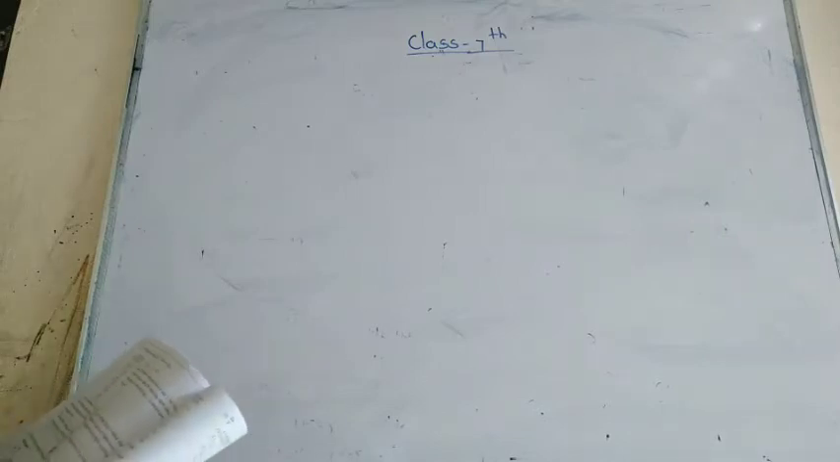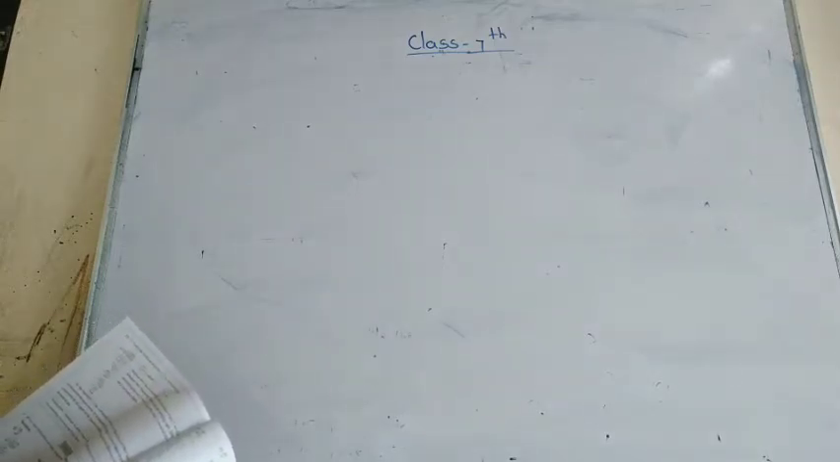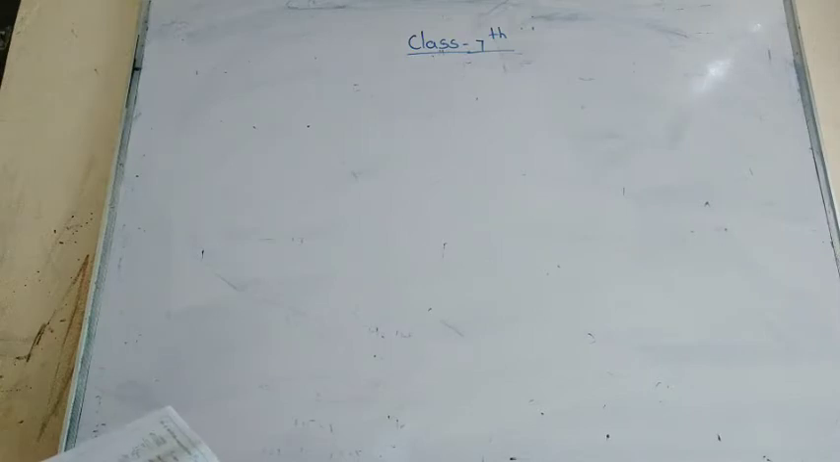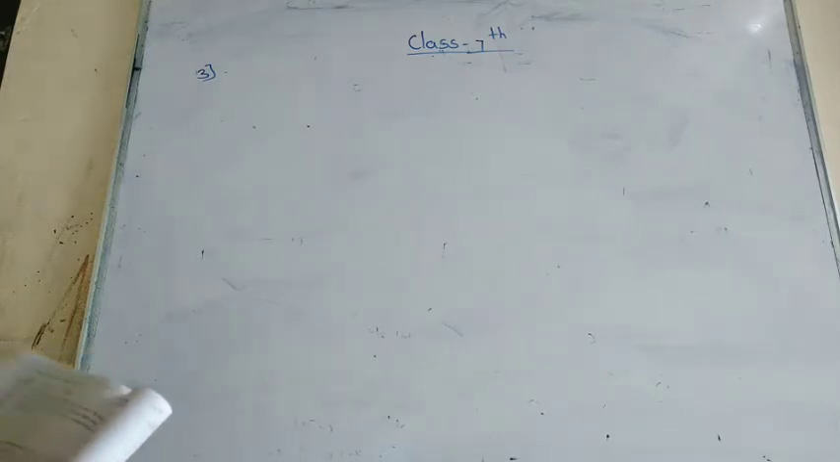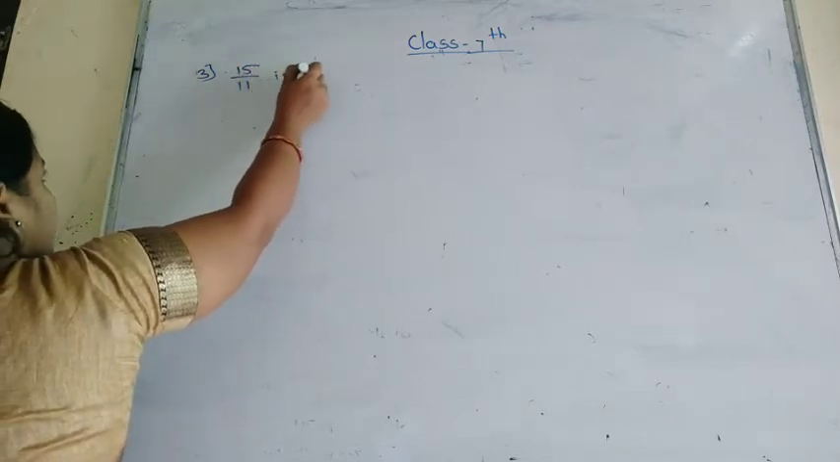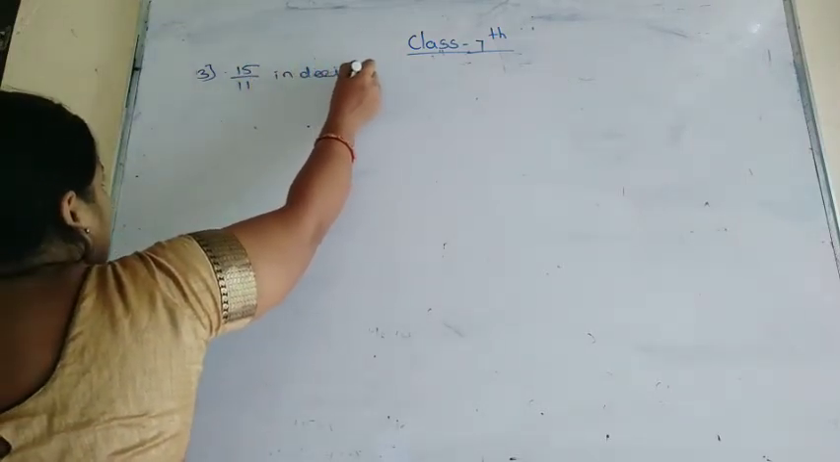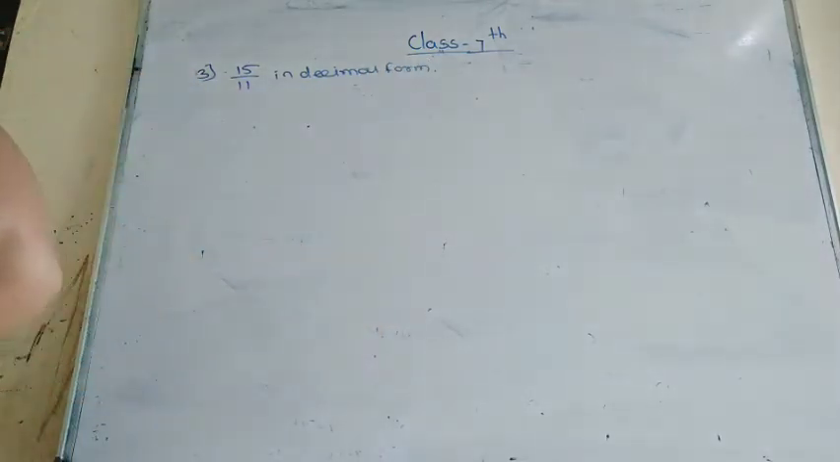Yesterday we started rational numbers in decimal form in Chapter 5, Operations on Rational Numbers. In this, you write rational numbers in decimal form. See the further example. Yesterday we studied the first and second examples. Write the rational number 15 by 11 in decimal form. Write this rational number in decimal form.